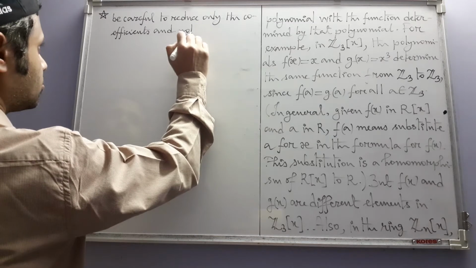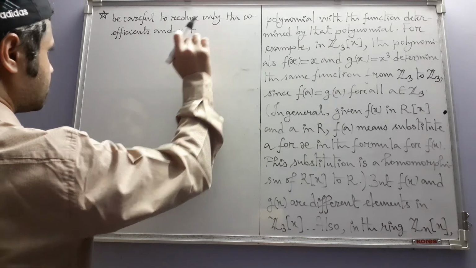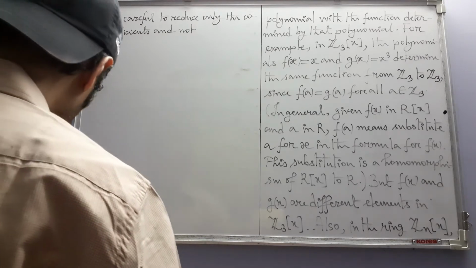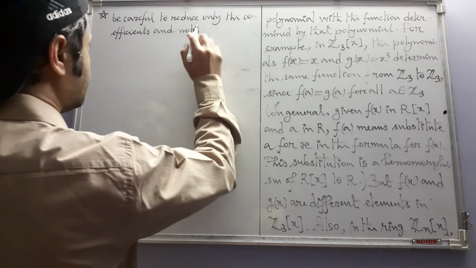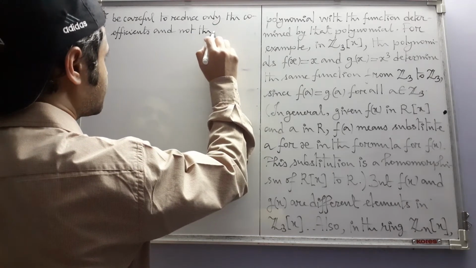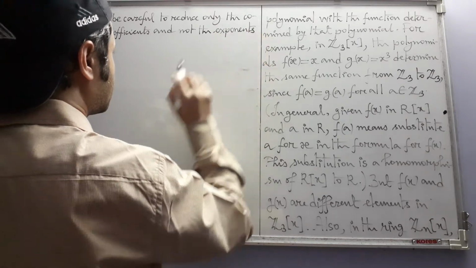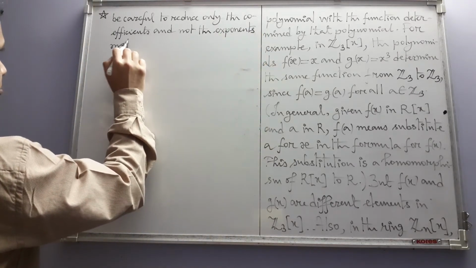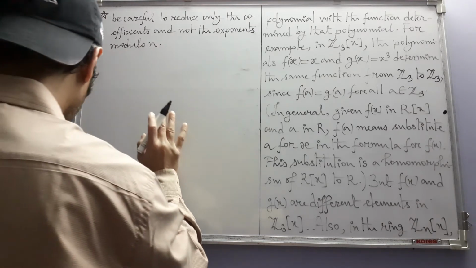And not exponents, only the coefficients and not the exponents modulo n. What this means is this.